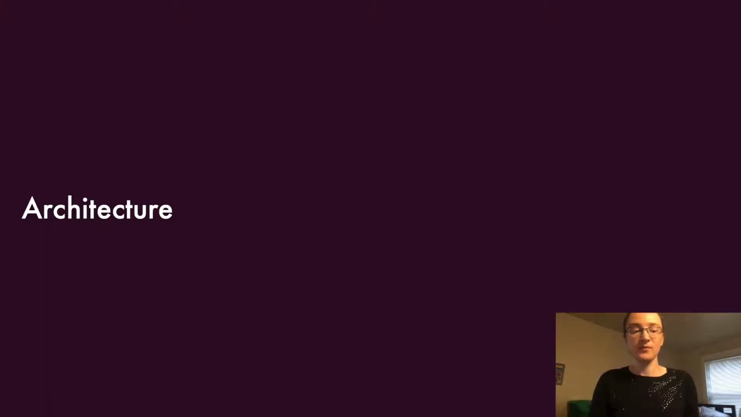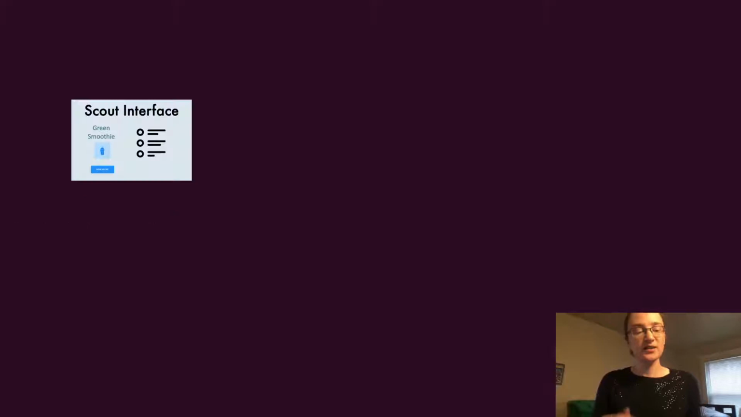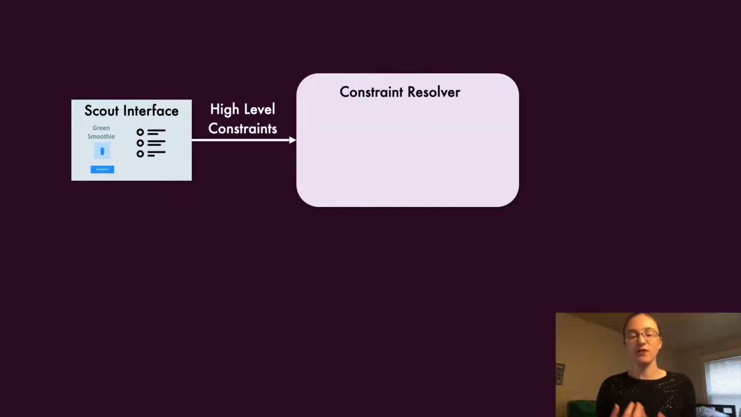So now that I've showed the ideas behind Scout, I'd like to talk a little bit about the architecture that makes it work. Designers interact first with Scout by providing high-level constraints on their interface elements. These elements and constraints go through this constraint resolver that generates a layout for a set of interface elements by assigning values to a set of layout variables like alignment, margin, and padding.